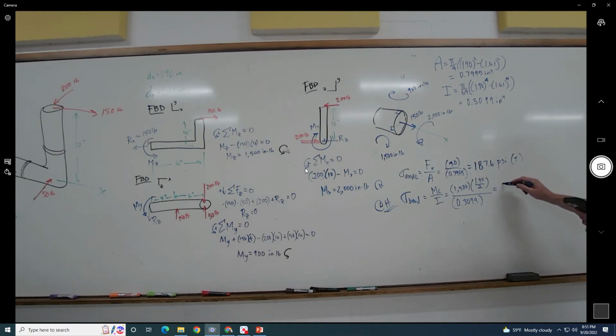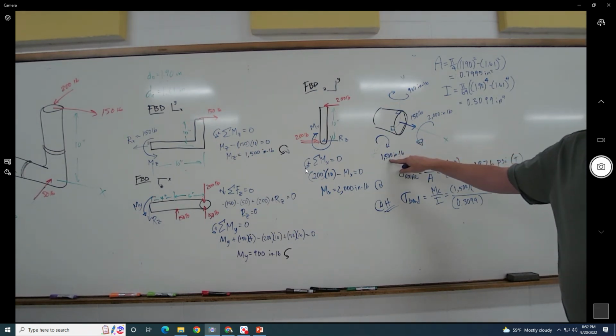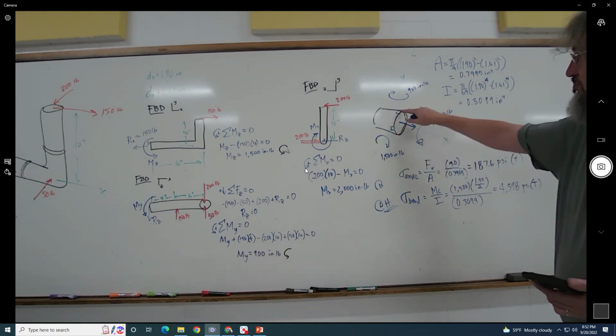So we do get 4,598. And here's an important thing to do. Is it going to be in tension or compression? Tension. It's going to be in tension because it's on the outside. Easiest to see, or, yeah, you could think of this as pulling down on it.